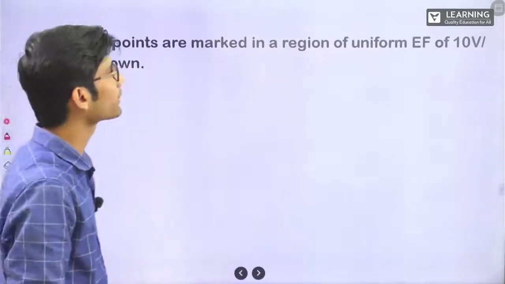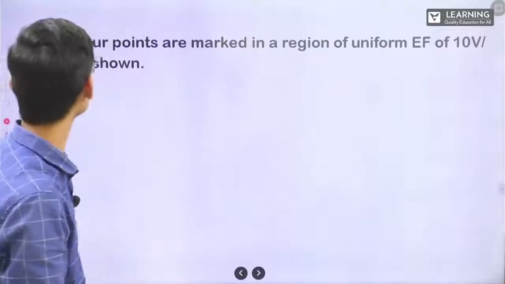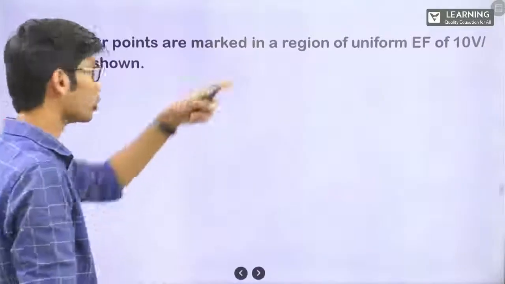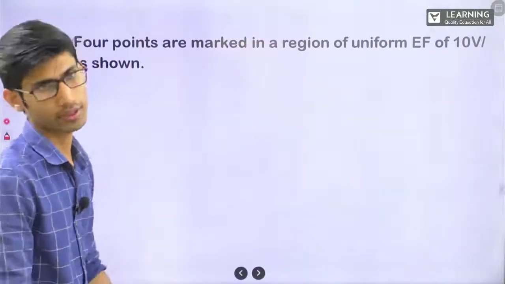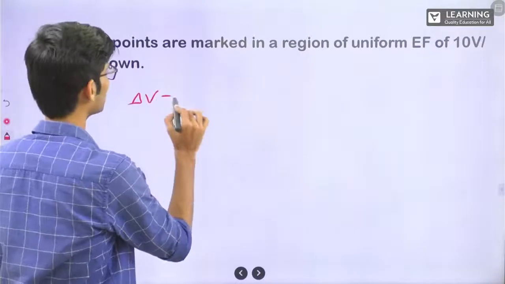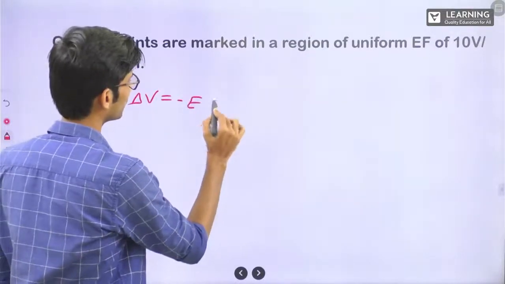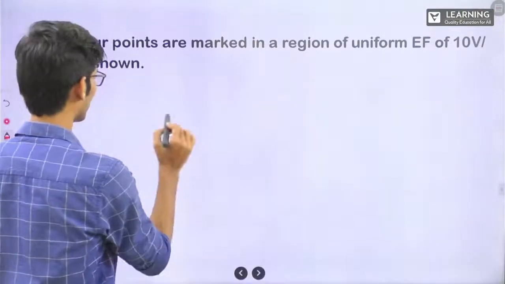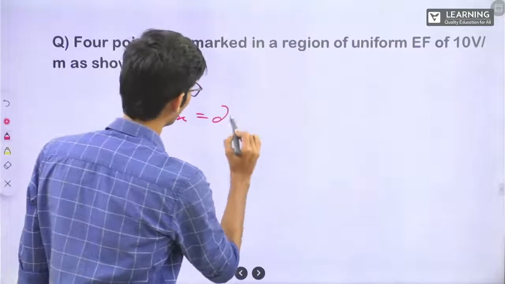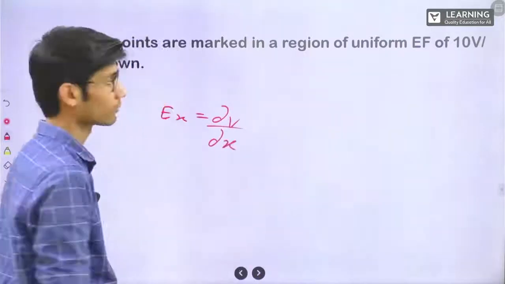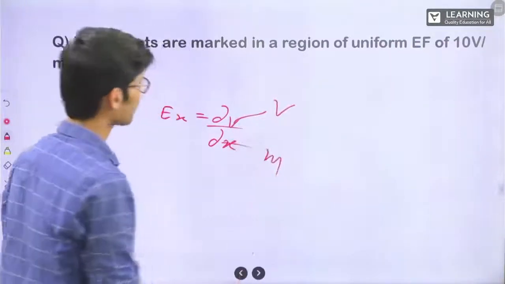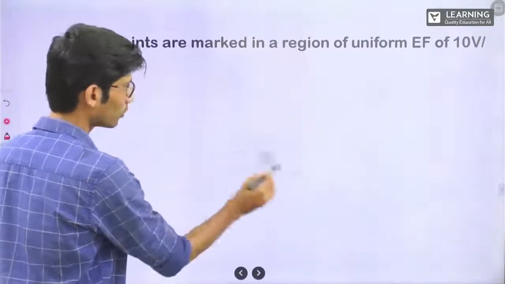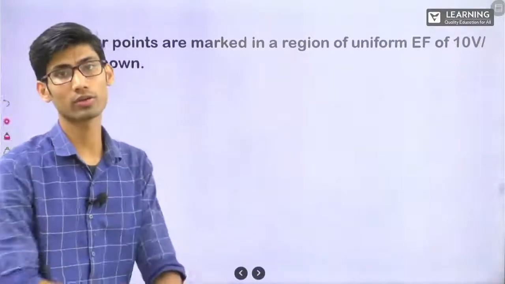Four points are marked in a region of uniform electric field of 10 volt per meter as shown. 10 volt per meter, this is also a unit of electric field. How? Delta V is equal to minus E delta X, or let's say we found that Ex is equal to minus dou V by dou X, correct? This is volt, this is meter. E is volt per meter, so that is also a unit. Newton per coulomb is also a unit, volt per meter is also a unit of electric field.